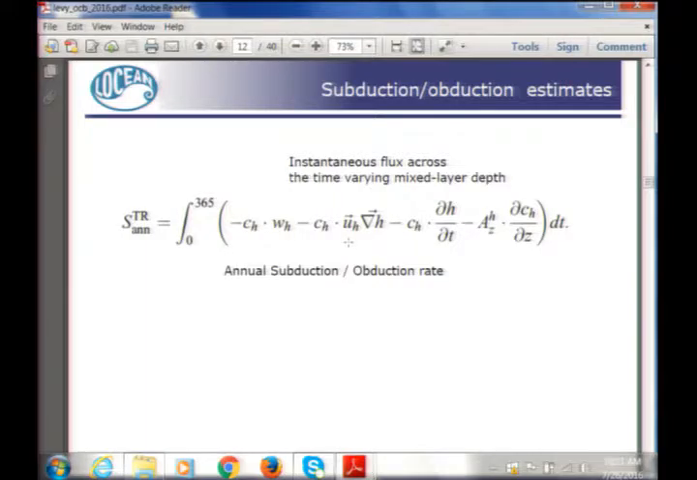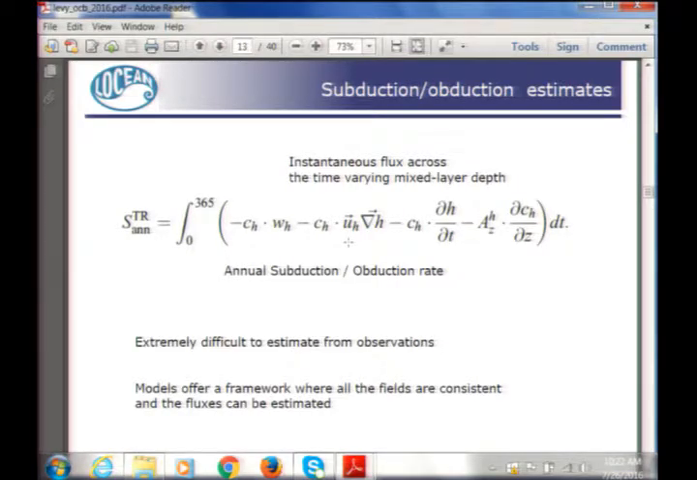We compute this by computing all of these fluxes separately at each time everywhere in the ocean, and then we can integrate over 1 year, and we get a net subduction flux of any quantity C, which can be DIC or organic material or whatever.